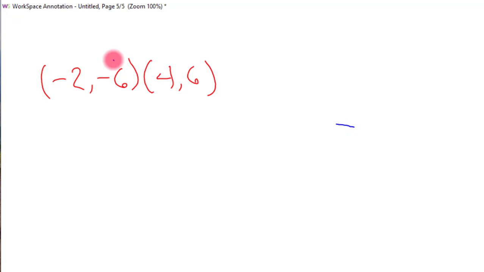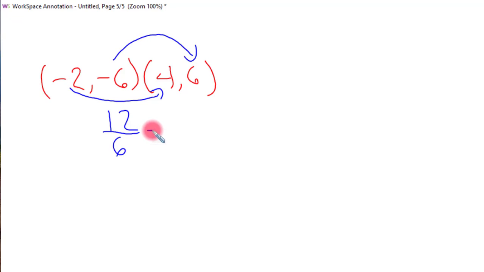If I go from -6 to 6, my y value is increased by 12. So my change in y would be 12. And now let's look at my x values. My x values went from -2 to 4. That would be an increase of 6. And if I simplify that, 12 over 6 is going to simplify to 2. So we've just determined that the slope of our line is 2.